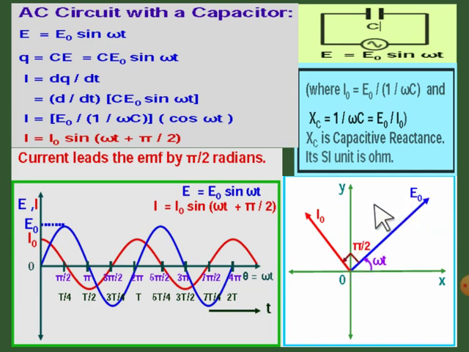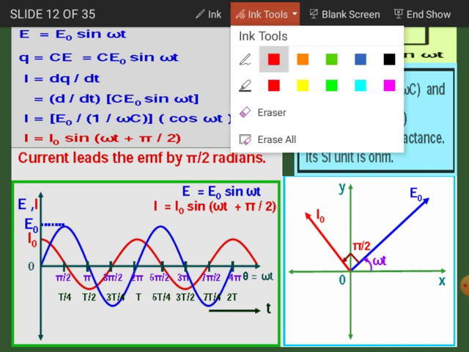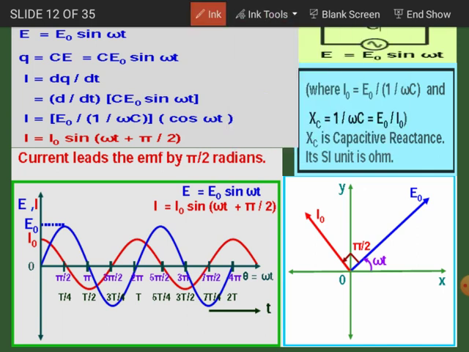If you drop a perpendicular line from this peak to the y-axis, then this distance from the origin to the foot of the projection will give you what? Your instantaneous EMF. Suppose you drop a perpendicular like this, the foot of the perpendicular is here, so this distance from the origin will give you your instantaneous EMF E, which will be equal to what? E naught sine omega t.